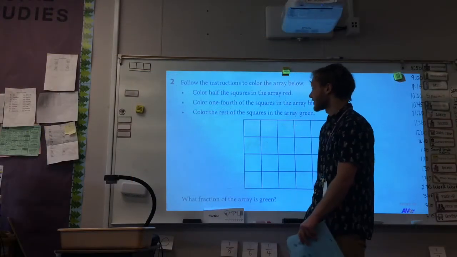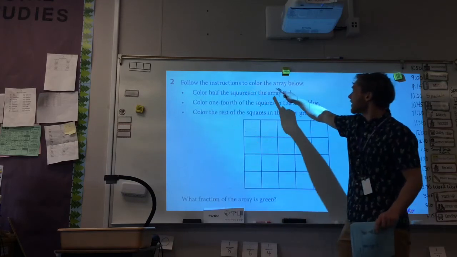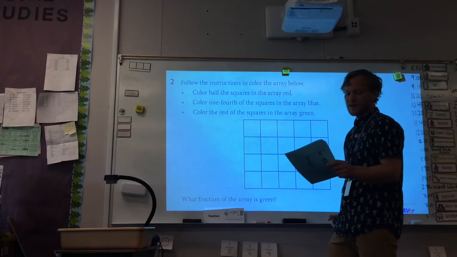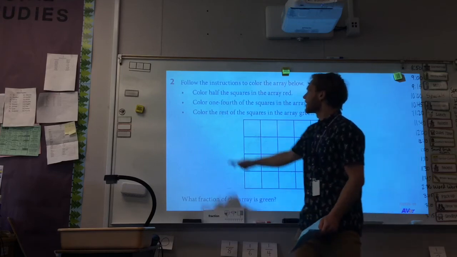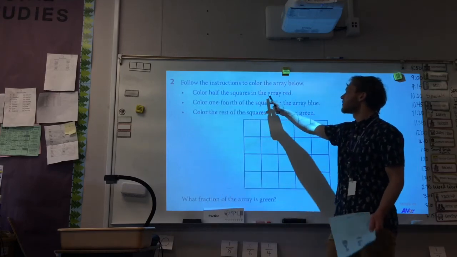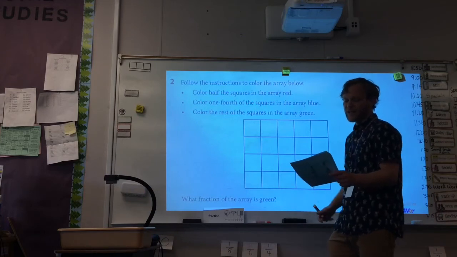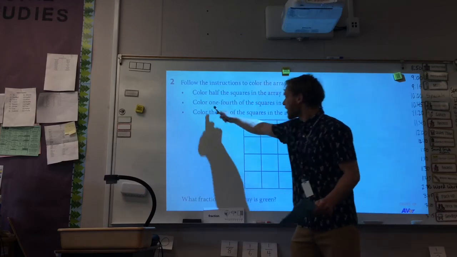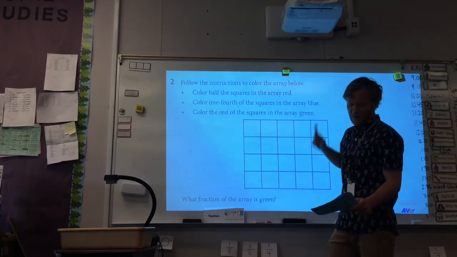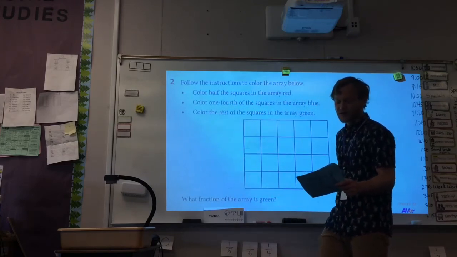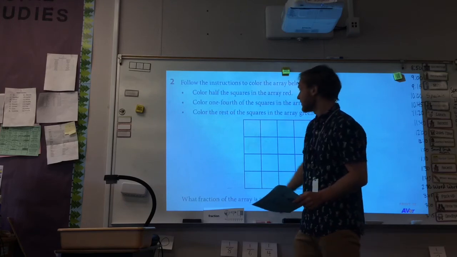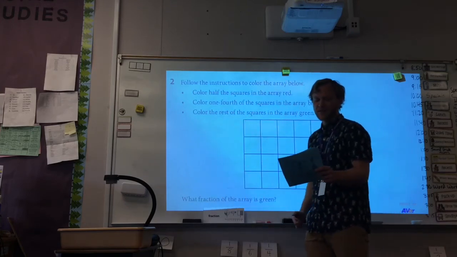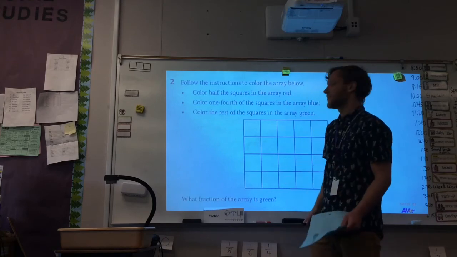First, let's read the directions. Follow the instructions to color the array below. Siga las instrucciones para colorear la matriz a continuación. Color half the squares in the array red. Colorea la mitad de los cuadrados en la matriz roja. Color 1/4 of the squares in the array blue. Colorea un cuarto de los cuadrados en la matriz azul. Color the rest of the squares in the array green. Colorea el resto de los cuadrados de la matriz en verde.